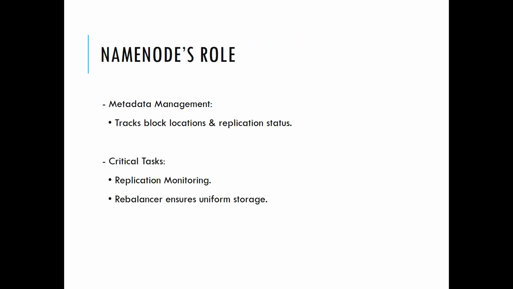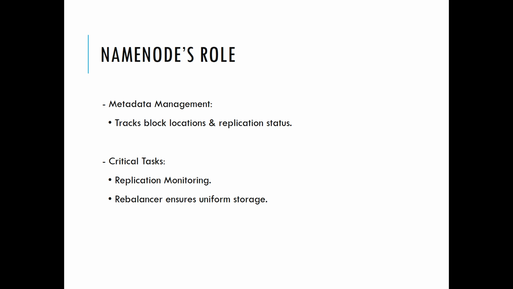The NameNode plays a central role in HDFS. It is responsible for metadata management, which includes tracking the locations of every block and the replication status of each block. The NameNode keeps this information in memory for fast access. Critical tasks performed by the NameNode include replication monitoring. The NameNode constantly monitors the replication status of all blocks. If it detects under-replicated or over-replicated blocks, it initiates actions to correct the situation.